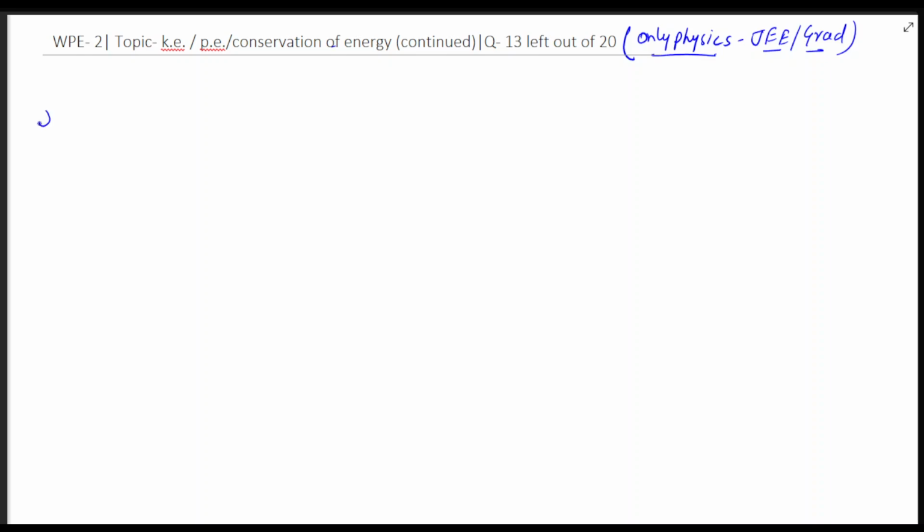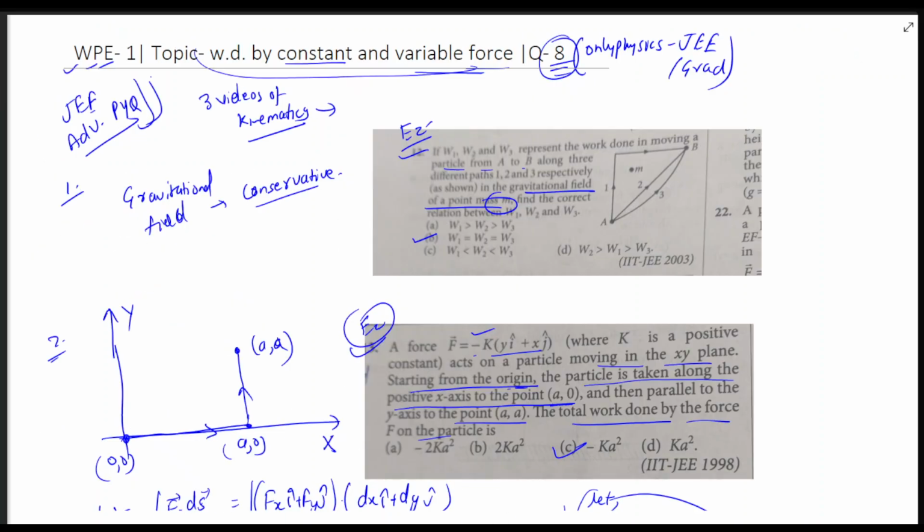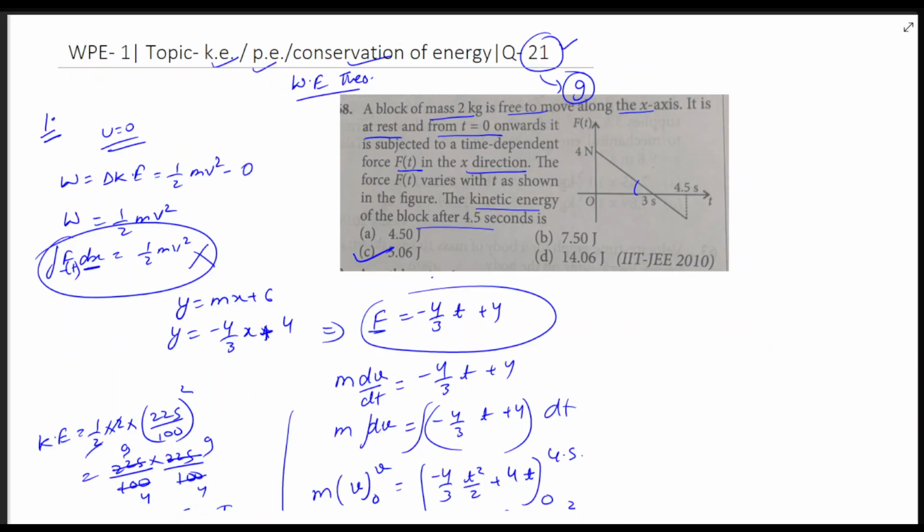So in this video we'll be discussing JEE Advanced PYQs from the chapter Work, Power, Energy. This will be the second video on this chapter and the topics we'll be discussing are kinetic energy, potential energy, and conservation of energy continued, because in the last video the first topic we discussed was work done by constant and variable force. There were 8 questions we discussed.